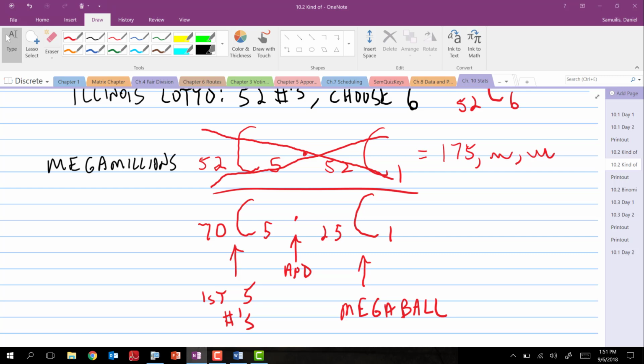And Mega Millions even got worse. It used to be 52 numbers to choose out of the first 5, and then 1 Powerball. I think it was out of 52 numbers again. And I actually typed this in my calculator back in the day, and it was 175 million different possible combinations of numbers. Order not mattering. If order mattered, it'd be even worse.